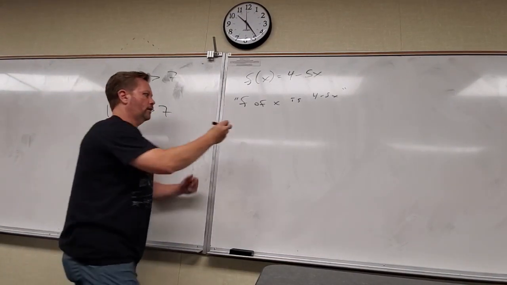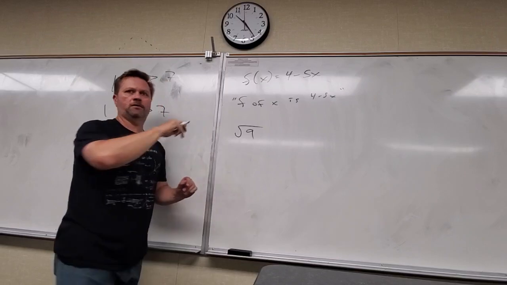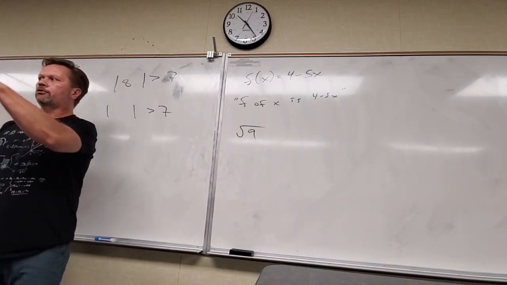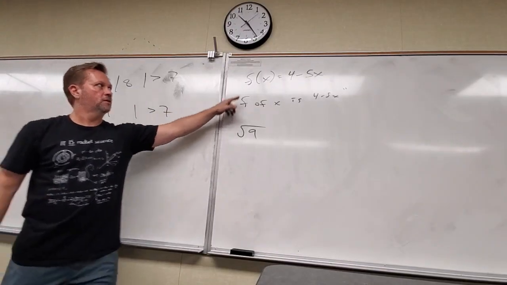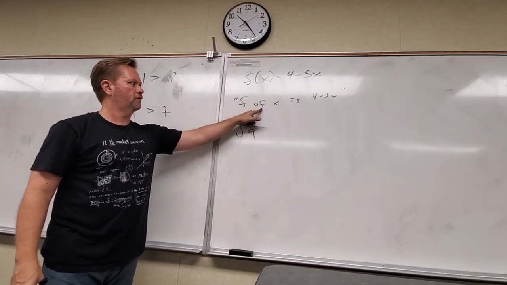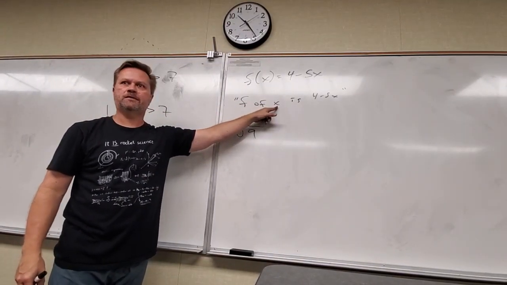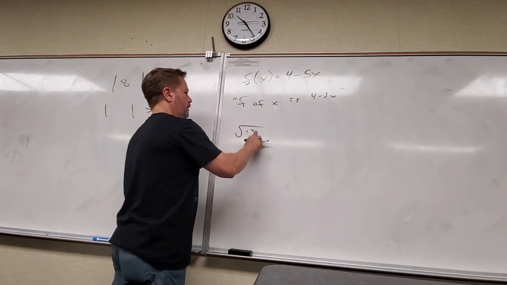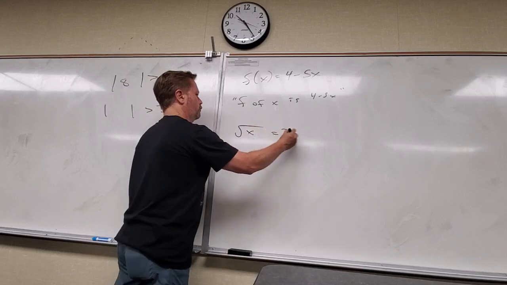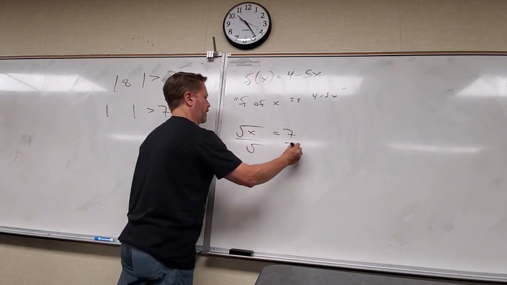In fact, how do you say this? Just say this to me. Square root of 9. So what is the function? Square root of the thing I put into it. A function of x. You guys with me? So if I had this, would you solve it by dividing by the square root symbol?